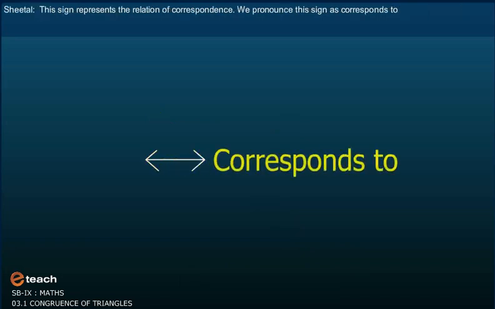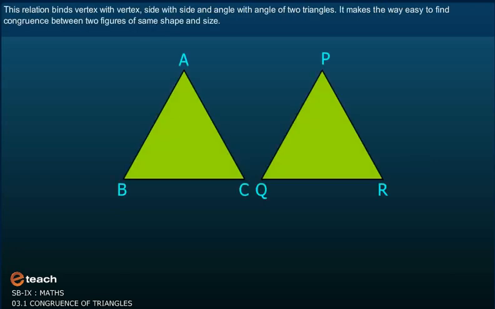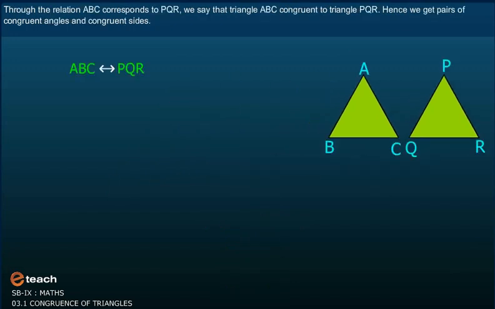Sheetal says, this sign represents the relation of correspondence. We pronounce this sign as corresponds to. This relation binds vertex with vertex, side with side and angle with angle of two triangles. It makes the way easy to find congruence between two figures of the same shape and size. Through the relation ABC corresponds to PQR, we say that triangle ABC is congruent to triangle PQR.